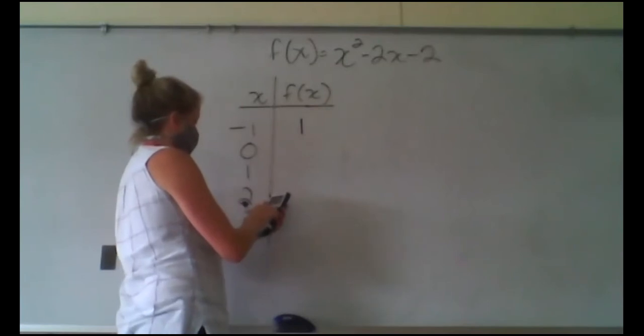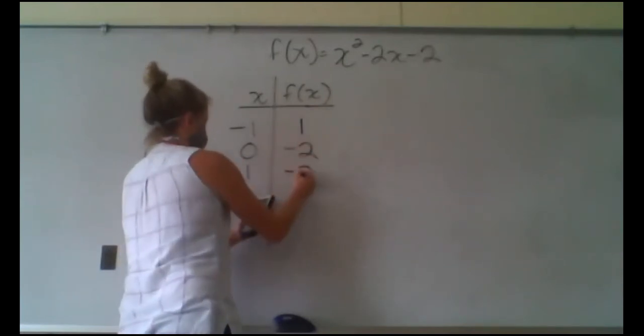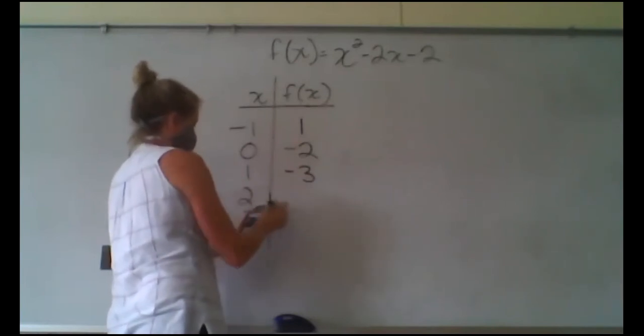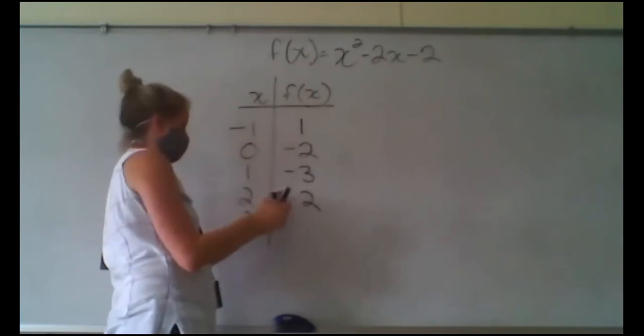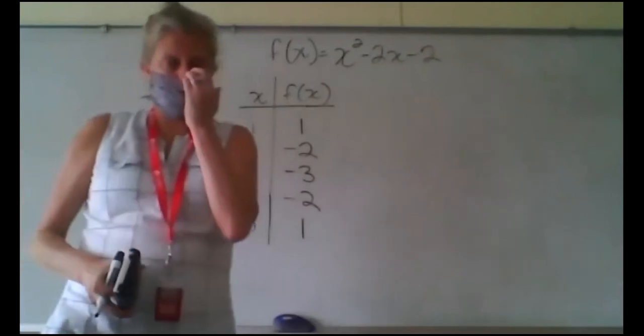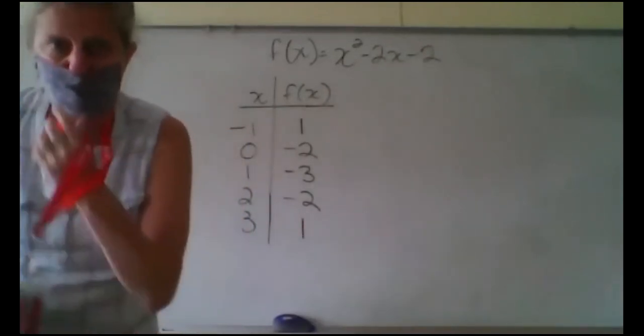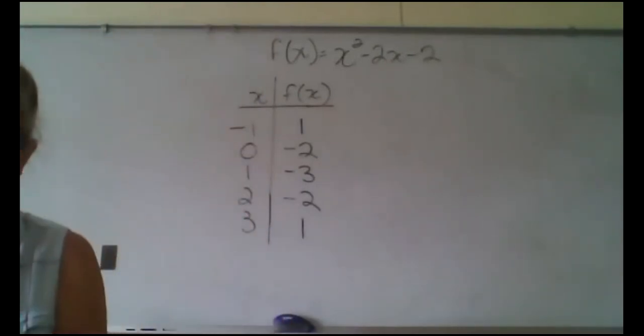When x is 0, gives me -2. When x is 1, it's -3. When x is 2, it's -2. So there's where the u started happening. And when x is 3, y is 1. Okay?